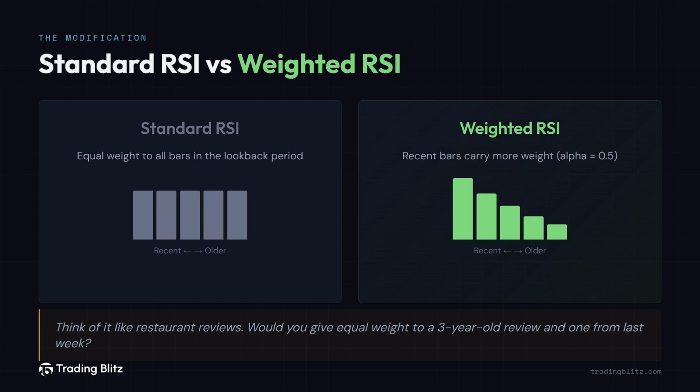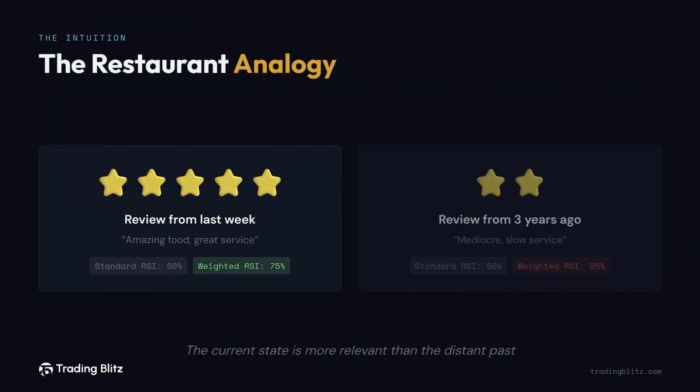If you're trying to figure out whether a stock is genuinely oversold right now, what happened yesterday should probably be more relevant than what happened nearly 2 weeks ago. Now, here's an analogy that may help. Imagine you're trying to decide if a restaurant is any good. Would you give equal weight to a review from, say, 3 years ago compared to a review from last week? You'd probably agree that a recent review should carry more weight for a variety of reasons. For example, the chef could have changed over this 3-year period, or the menu could have changed. The current state of things is more relevant than the distant past, and this is what weighted RSI attempts to capture.